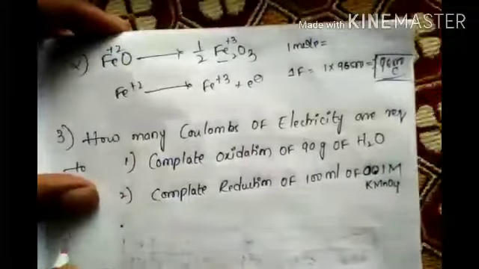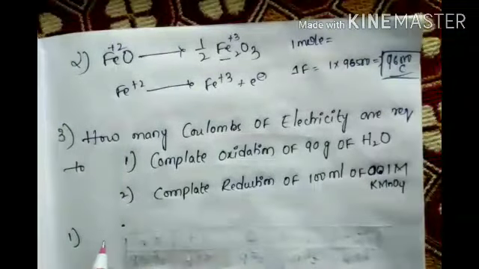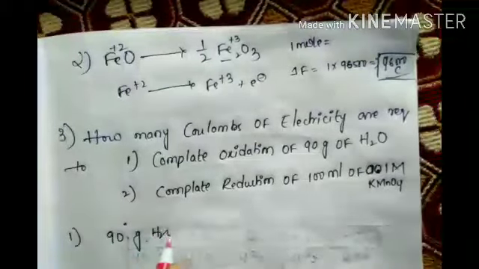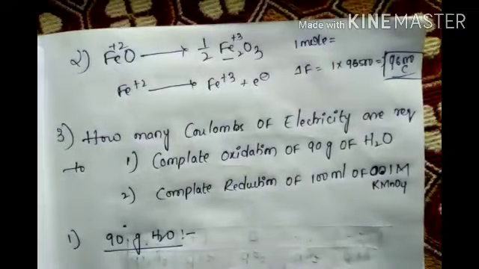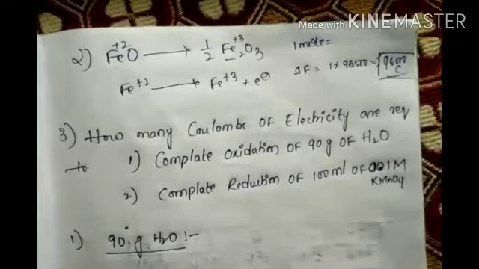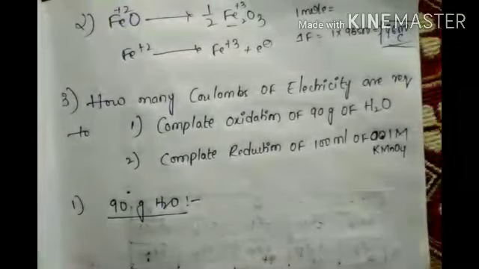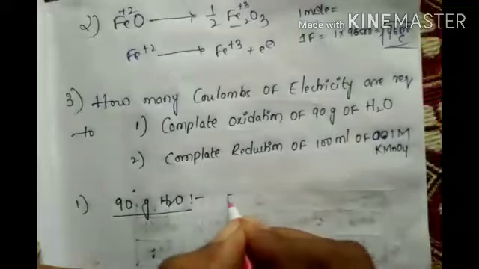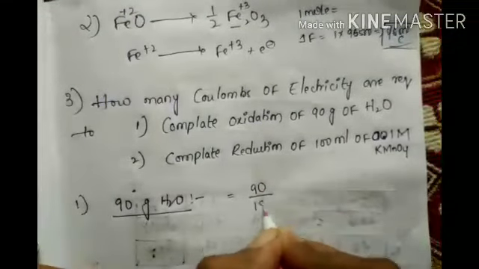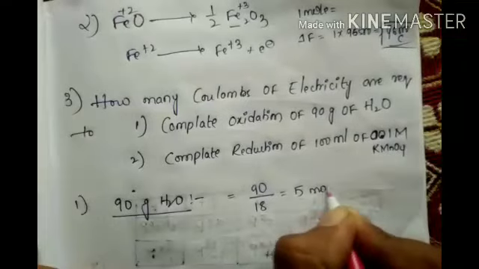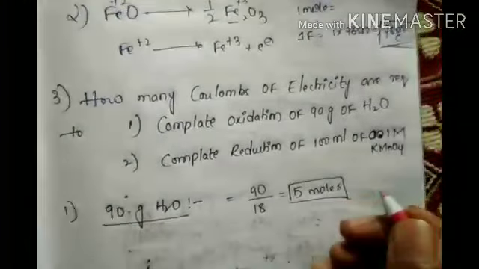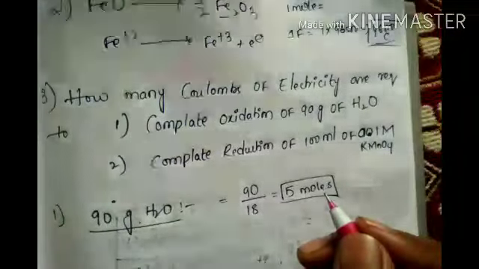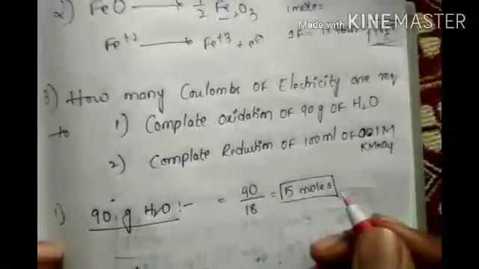So first of all, for problem number 1, 90 grams of H2O. How are the 90 grams taken, liquid form or solid form? Solid form is not possible, but simply they have taken 90 grams. So how to find the number of moles? It is given mass by molecular mass, equal to 5 moles. So 90 grams of water gives 5 moles.